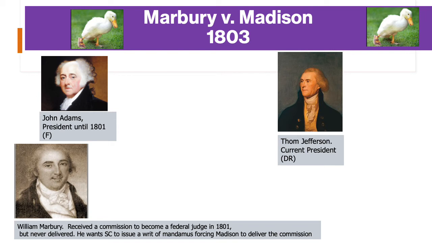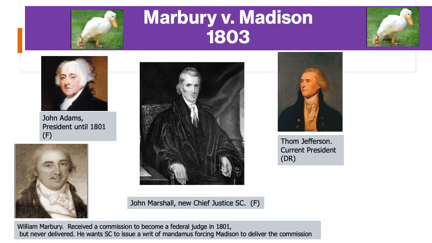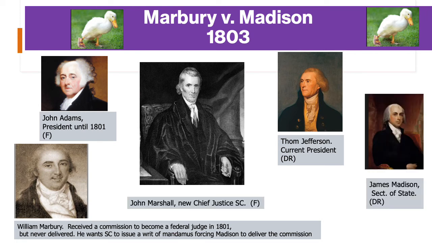And in fact, he sues, as we're going to see, and he's going to ask the Supreme Court to issue a writ of mandamus. And a writ of mandamus is an order forcing somebody to do their job. John Marshall hears the case, and James Madison, as Secretary of State, is the person who would have received the writ of mandamus. If the Supreme Court had issued that writ, it would have gone to James Madison, and James Madison would have had to deliver those commissions.